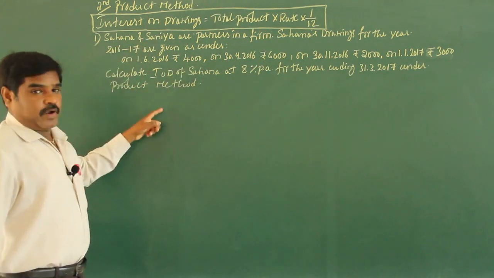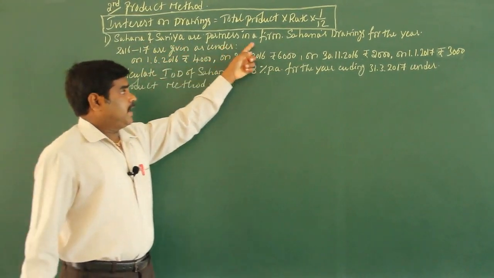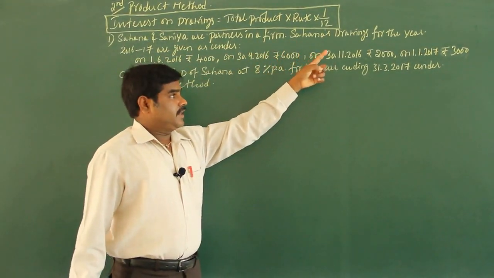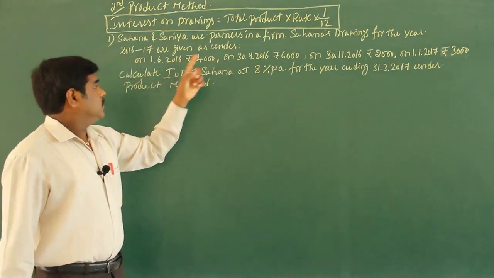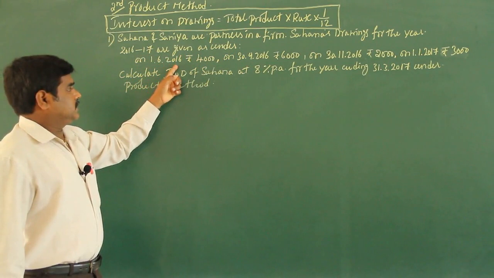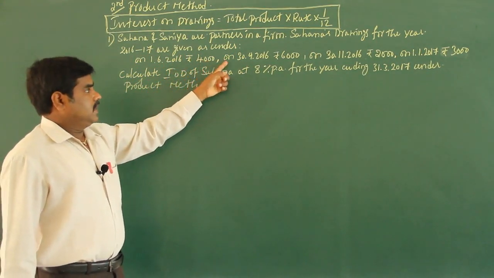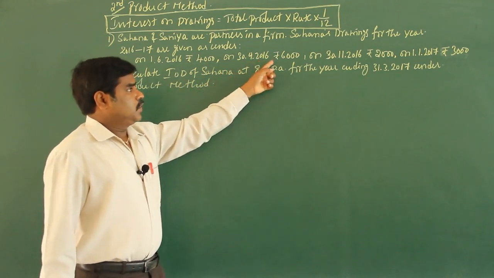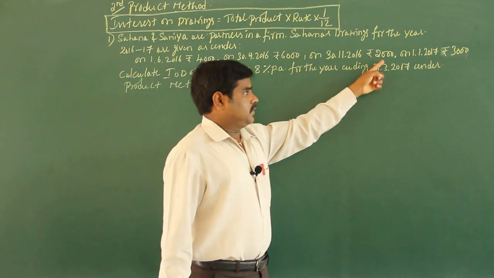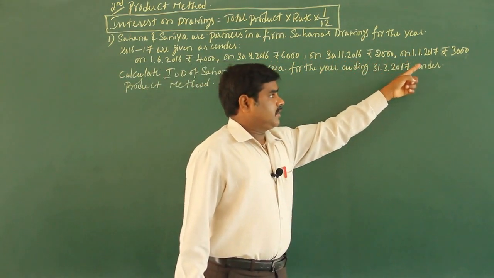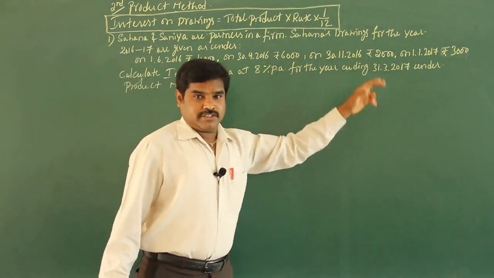I have written a problem on the board. Sahana and Sanya are partners in a firm. Sahana's drawings for the year ending 2016-17 are given as under. On 1/6/2016, Sahana withdrew rupees 4,000 for personal use. On 30/9/2016, rupees 6,000. On 30/11/2016, rupees 2,000. And on 1/1/2017, rupees 3,000. So 4 drawings are made in a year.